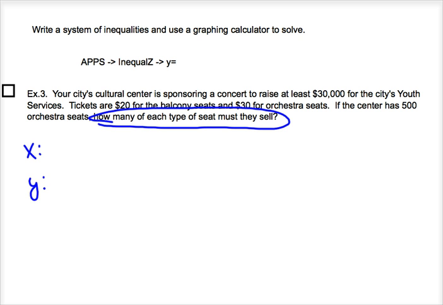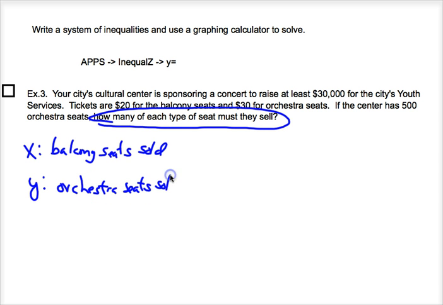I want to know how many of each type of seat that we must sell. So when I read it, I find out there's two types of seats, balcony seats and orchestra seats. So I want to let one of these be balcony seats sold, and then the other one will be orchestra seats sold.